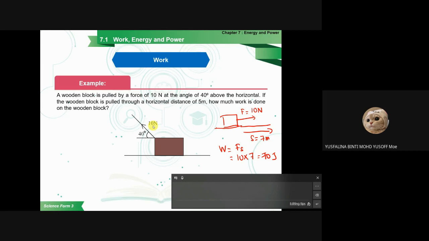Adik letak kat situ, Dek. Tak maaf ada kelas.